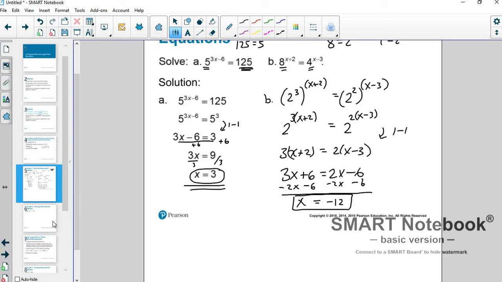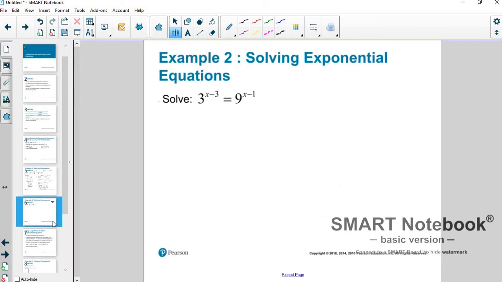I'd like you to try example 2. 3 to the x minus 3 equals 9 to the x minus 1. Kind of a hybrid between the two you saw. Pause the video, give it a shot, and we'll check it out.